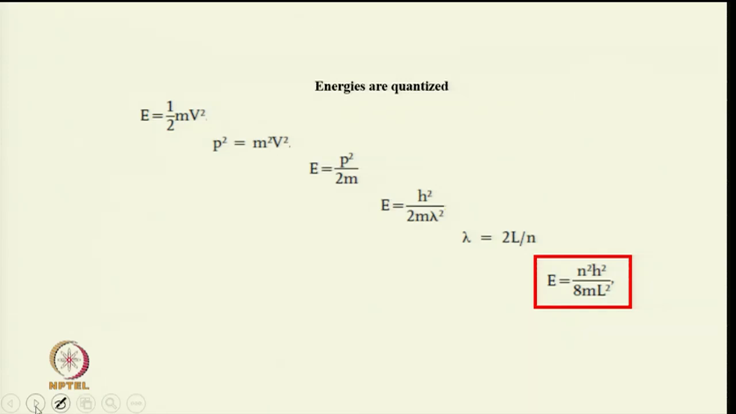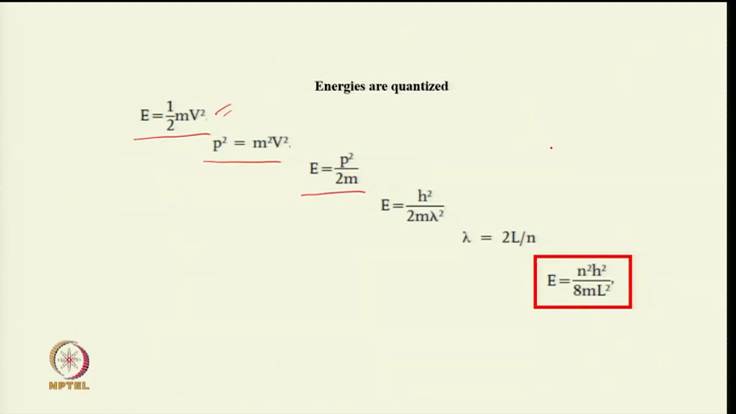Now let's calculate energy. We know that E is equal to half mv square, and using this let's calculate the momentum. What I am trying to do is relate E with p, and I know the relationship between p and lambda, so I can calculate the energy as a function of n. So first I express energy in terms of momentum. We know that p is equal to mv, so p square is equal to m square v square, so energy is p square by 2m.